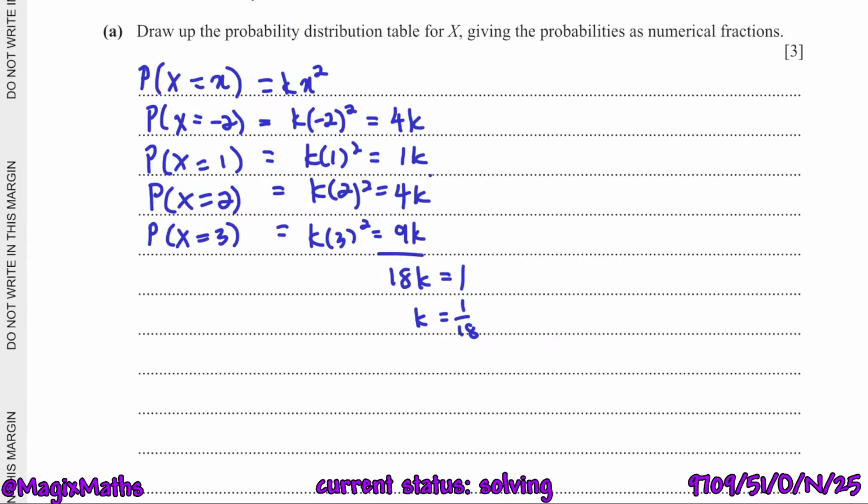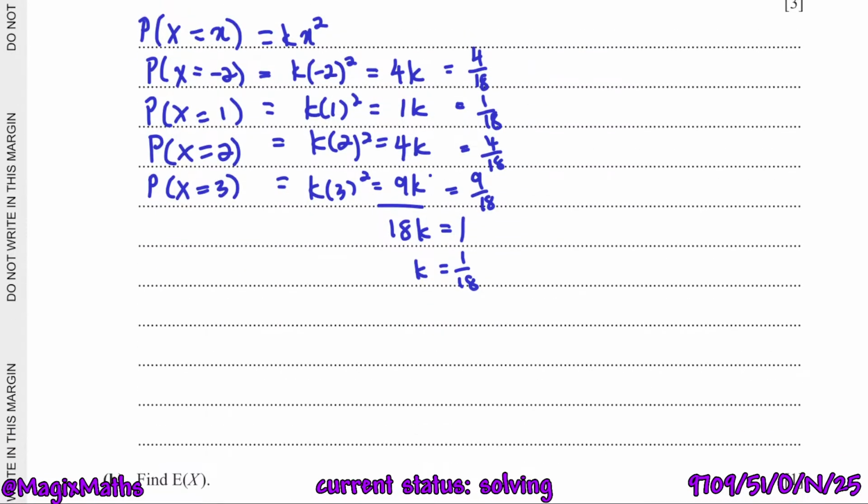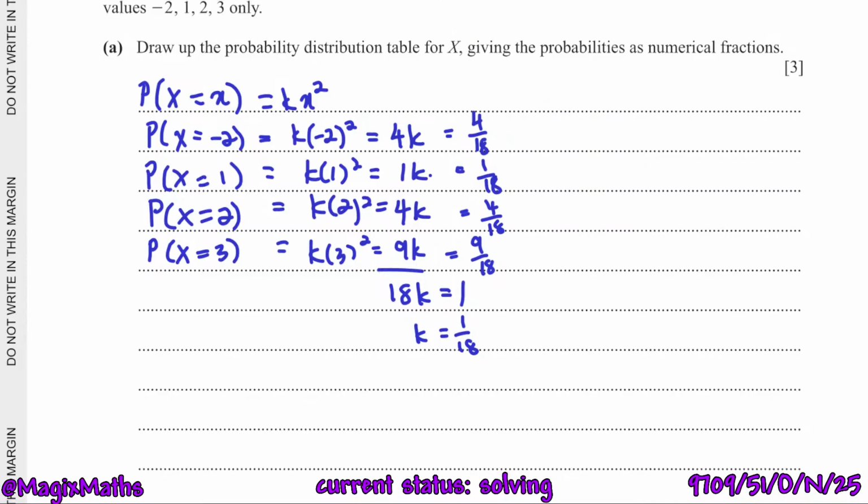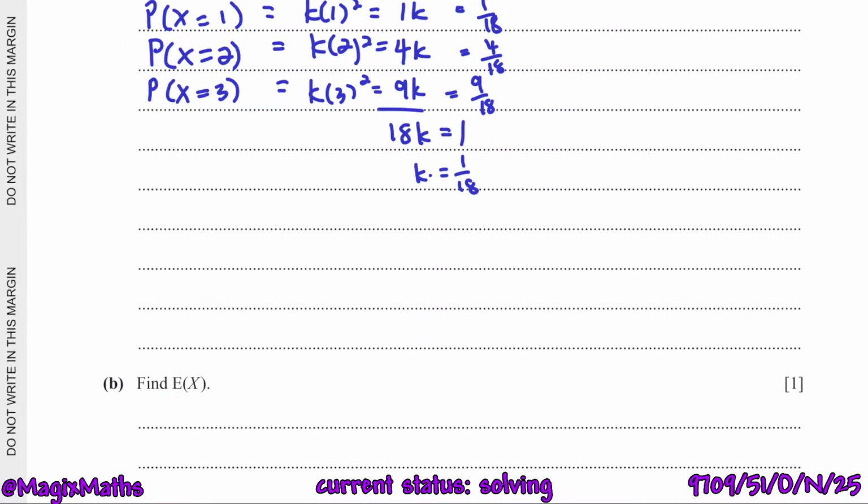And then we can substitute back these values. We have 4 over 18, 1 over 18, 4 over 18, and 9 over 18. Now this part is optional. You can either simplify these fractions, but in my opinion, it's simpler to just let it be that way so that all the denominators are equal, so that it's easier for us to see that the sum is equal to 1. So let's start drawing the table.